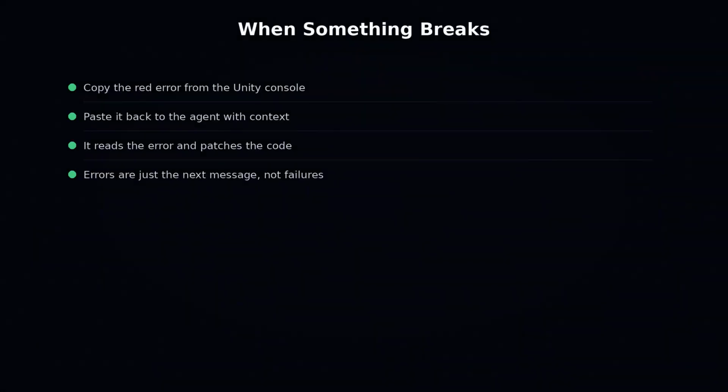And when something breaks, because it will, the fix is simple. Copy the red error from the Unity console. Paste it back to the agent. Say, I got this error, here is what I was doing. Fix it. The agent reads the error and patches the code. This is exactly how I work every day. Errors are not failures. They are just the next message in the conversation.